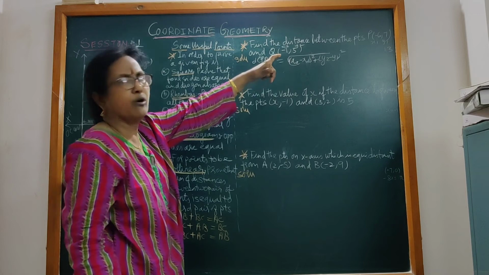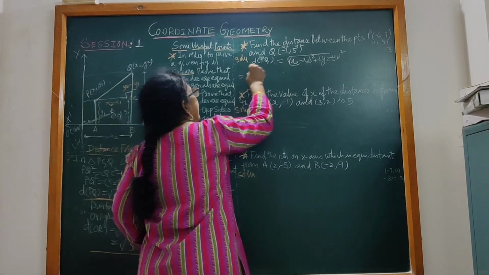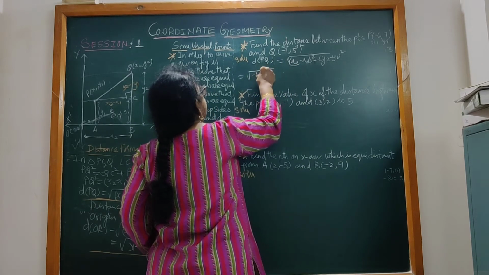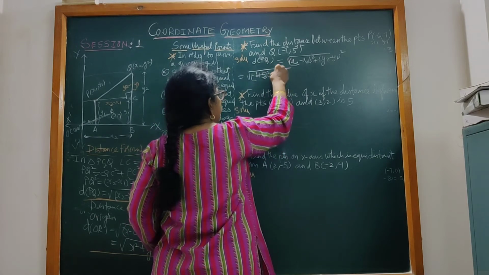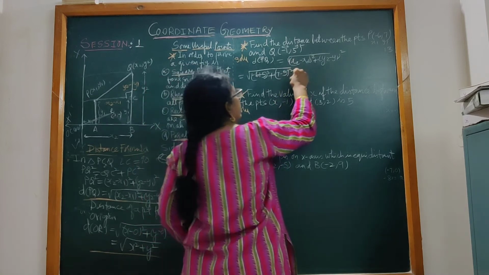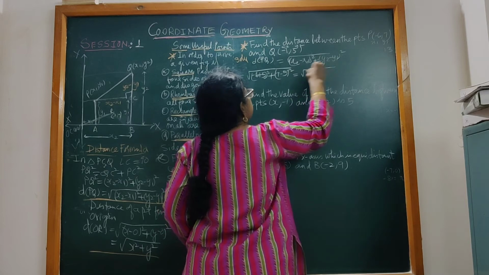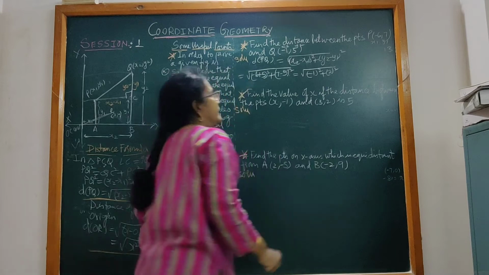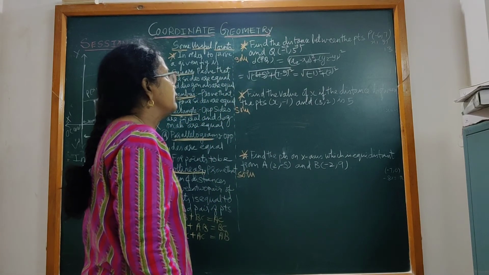These are the P coordinates, x1, y1, and the Q coordinate. Now you can replace the values under the root. That will become minus 6 plus 5, the whole square, plus 7 minus 5, the whole square. That is equal to under root minus 1 square plus 7 minus 5, that is 2 square. Clear?